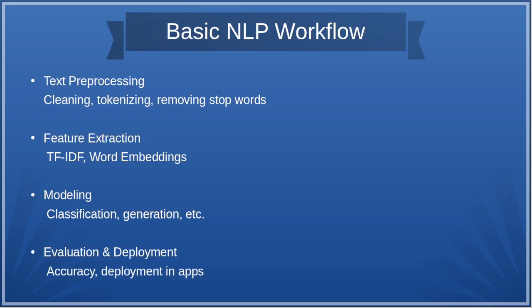So the basic NLP workflow in that case: the first thing is text pre-processing, like cleaning the text by removing unwanted tags and other things, tokenizing, splitting the sentences into words, and removing stop words. Stop words are words like 'the' and that kind of word. They are not going to add much value, right? And the next thing is feature extraction.